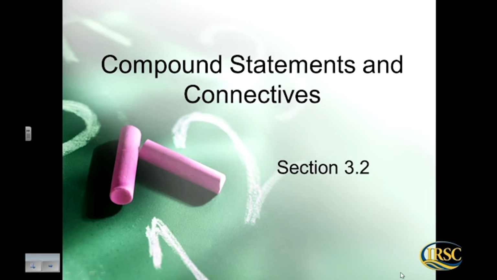Okay, so what we looked at in 3.1 were what we call simple statements. It was a sentence with one thought really to it. And we also looked at quantified statements, which means they talked about some kind of quantity: all, some, or none. And then we talked about the negations of those types of statements. So in 3.2, we're going to now build on that and talk about compound statements.